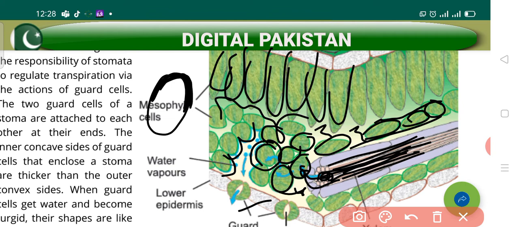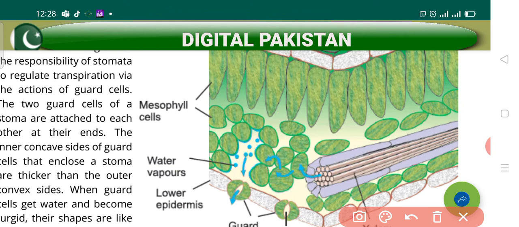Now from here the water is transferred into the air spaces, and from there it leaves through the stomata, and this is known as transpiration. So what is the methodology? From the xylem to the mesophyll cell, it makes a thin coating layer around the cell wall of the mesophyll cell, from where it enters the air space, and from the air space it is transferred to the stomata, where it leaves. Clear?